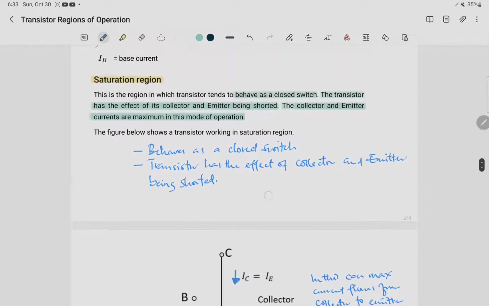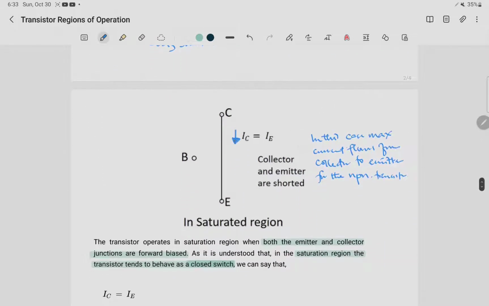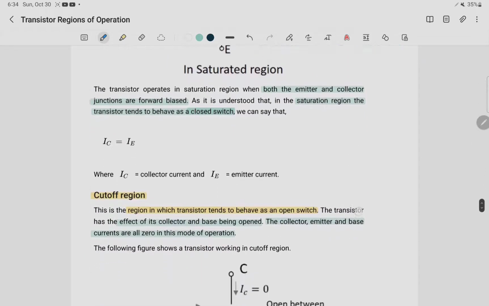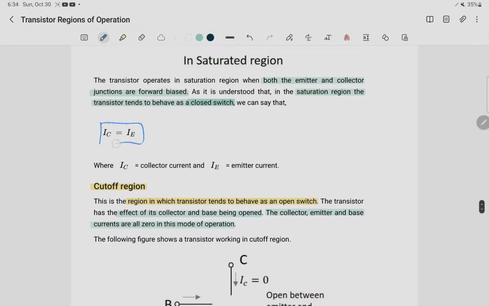In this case of saturation, you also get to see that the current IC is equal to the current through the emitter, and it's the maximum current that can flow through the emitter or the collector. That's when you obtain the maximum current flowing through the emitter or the collector, during the saturation region, which is given by this equation.